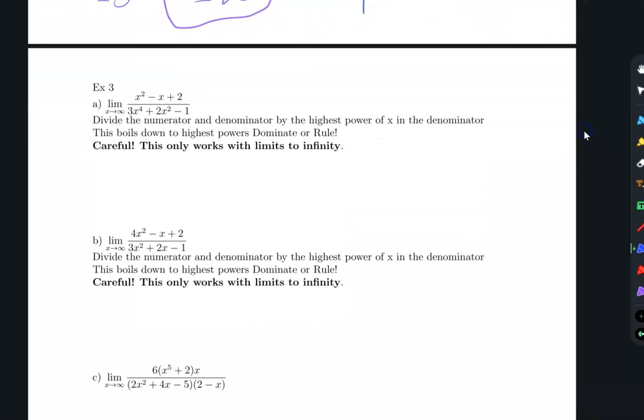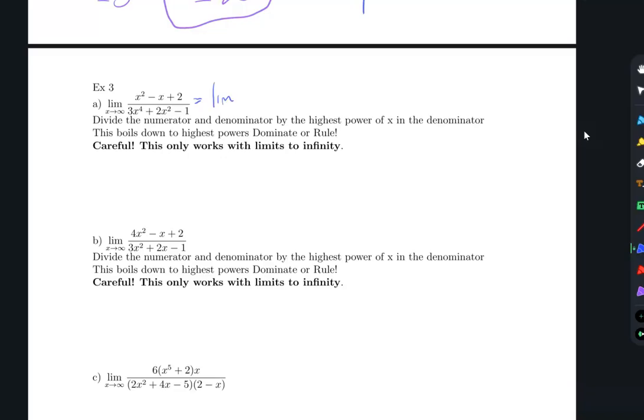Okay, so what do we do when we've got all of these terms? When we have infinity, the highest powers rule. They really dominate or make it happen or not happen. So let me just show you what I'm going to suggest.